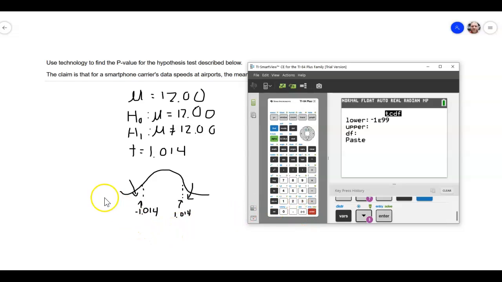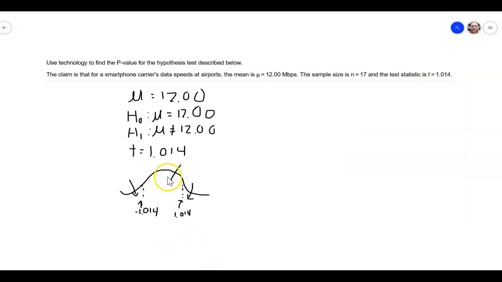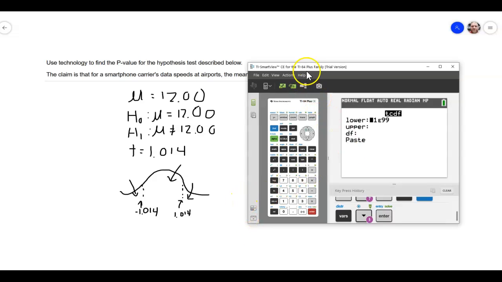Here I can either go from negative infinity to negative 1.014, and then double that to get both tails. Or I could go from 1.014 to positive infinity, find that tail and double it. Or if I wanted to, I could find the area in the main body and then subtract it from 1. Any of those would be fine. In this case, I'm going to find the area in the main body, from this point to this point, and then subtract that from 1, because the total area has to equal 1. So there are three valid ways to find this.